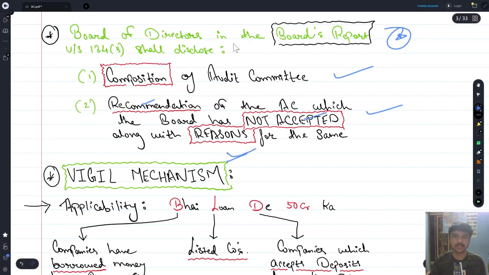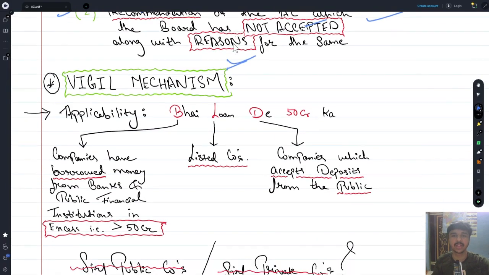Same way with related party transactions, somewhere the audit committee has told us to do this or don't do that, and we are still going with it. So if we have some good reasons, we are going to do it. And this board report thing, you have studied this in your CA Inter. You have discussed this there.